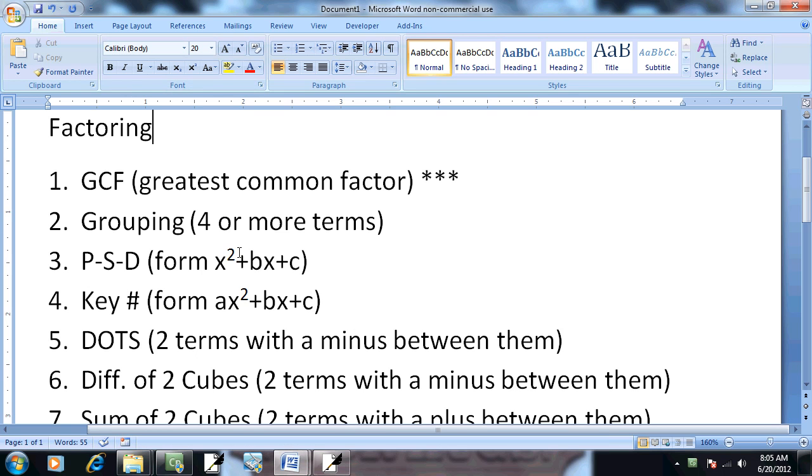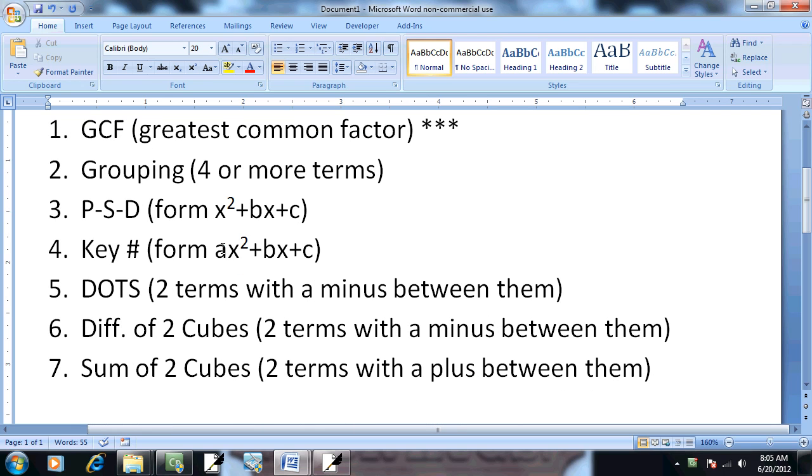Well, let's refresh our memory on our steps. First method is GCF, and you always try to do this. I got to put a little asterisk by it. Doesn't mean it'll work, but you always try to do that in every problem. And then, depending upon what the problem looks like, this dictates which method you use. Four or more terms is grouping. X squared, x, no number before the x squared, that's PST. X squared, x, number before the x squared, key number. Two terms with a minus between them, difference of squares, the dots.